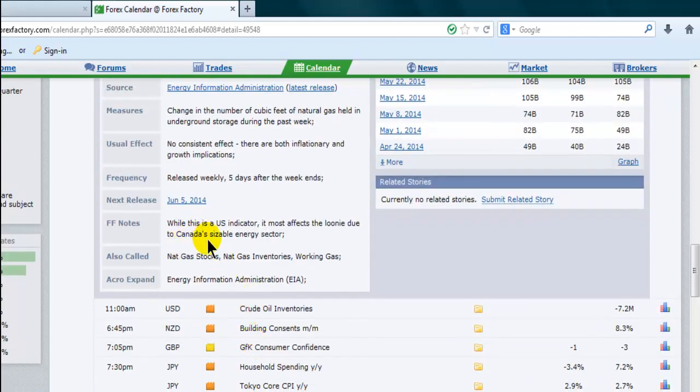Okay, while this is a U.S. indicator, it most affects the loonie. The loonie is what? The U.S. dollar, Canadian dollar currency pair. So they say it mostly affects the loonie. The loonie is the USD CAD currency pair.